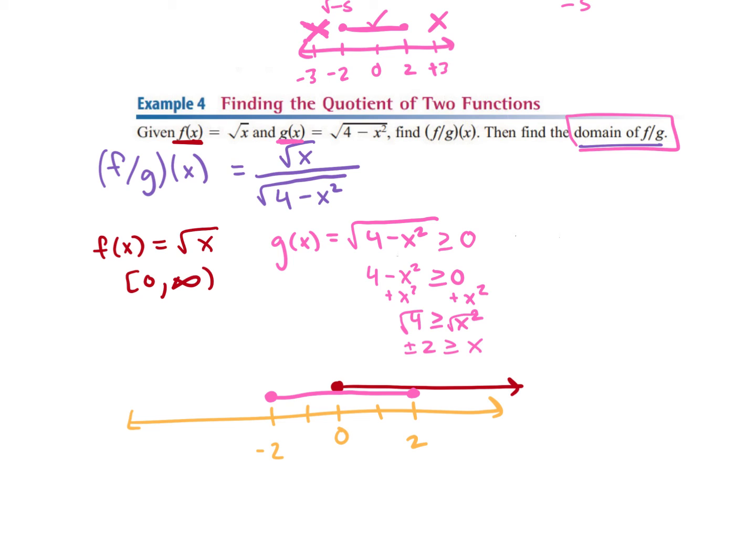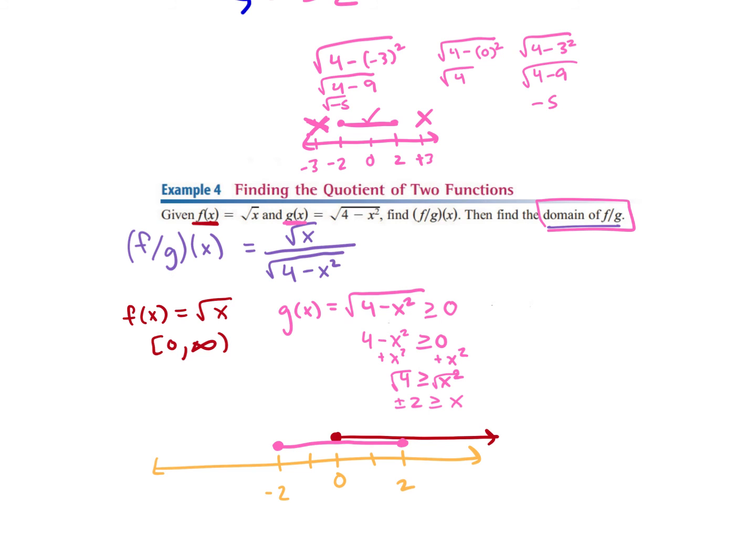And the last thing I want to check is my domain of my entire function, f divided by g of x. So when I have a fraction, what can I not have here? We know we can't have a negative under our square root, but what else can I not have when I have a fraction? 0 where? In the denominator. So my denominator cannot be 0. So I also have to check my domain when the denominator is not 0.